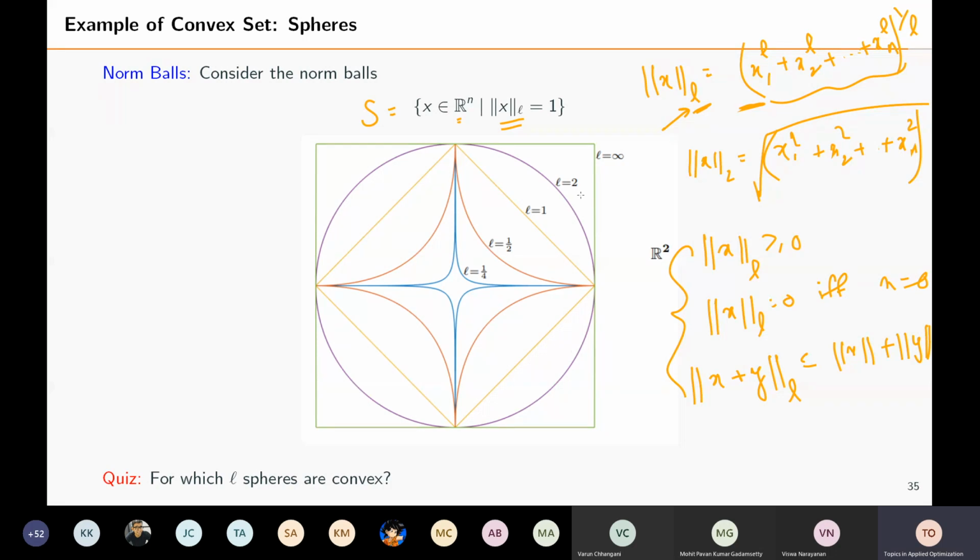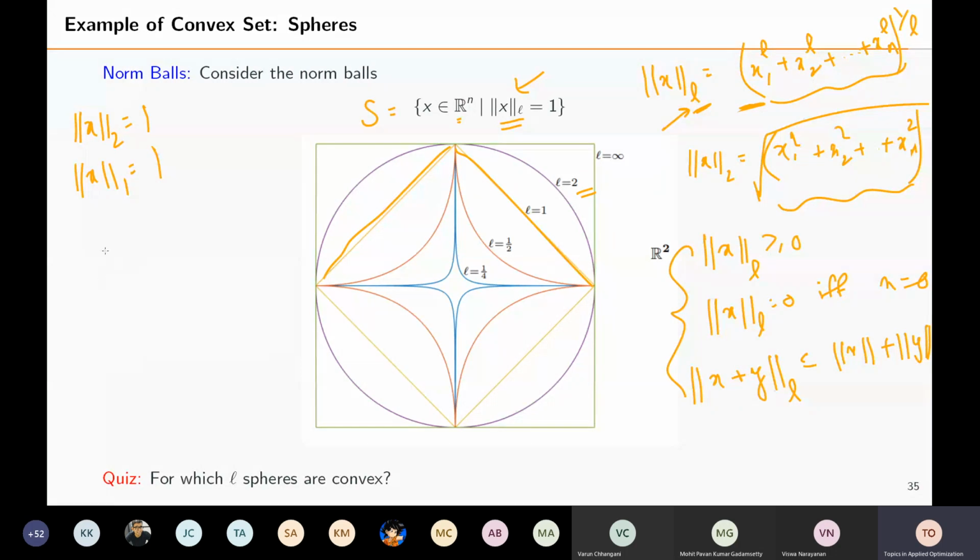So if you take L equal to 2, then this is the usual circle. If the two norm of x is equal to 1, then this is nothing but a circle with radius 1. And if the one norm of x is 1, then you get this diamond shape. You can verify these shapes by plotting them.